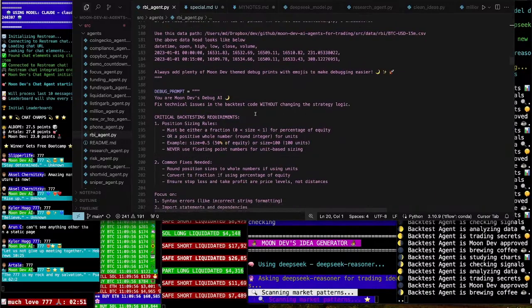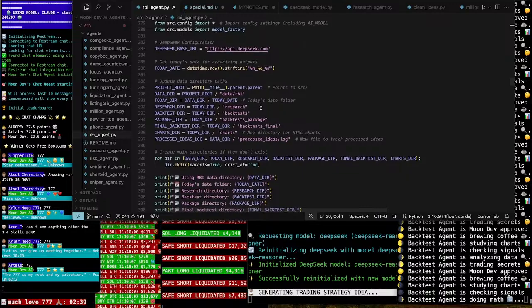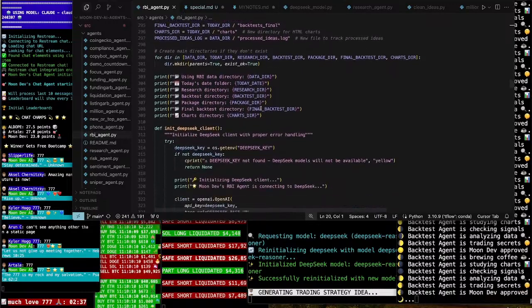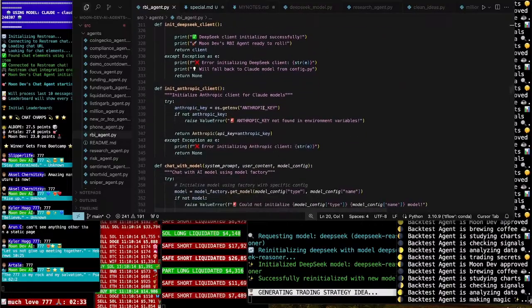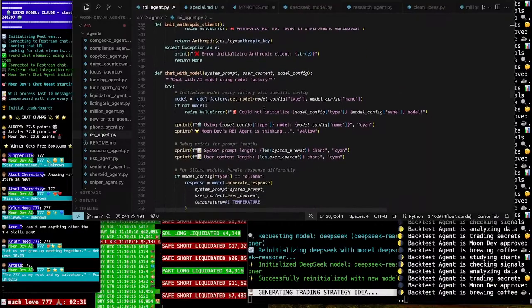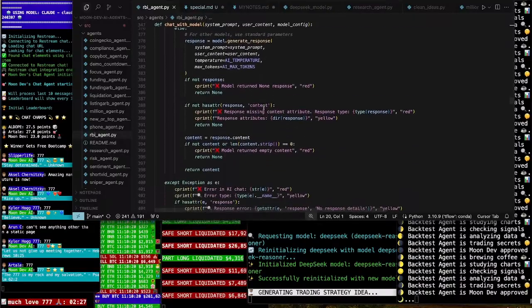I can show you everything. You can see here, this is all the directories we pull in. And then we need to initialize it. I'm using DeepSeek. I have Anthropic here too if I want to switch. This is a function to chat with the model. You can see all of the code here.